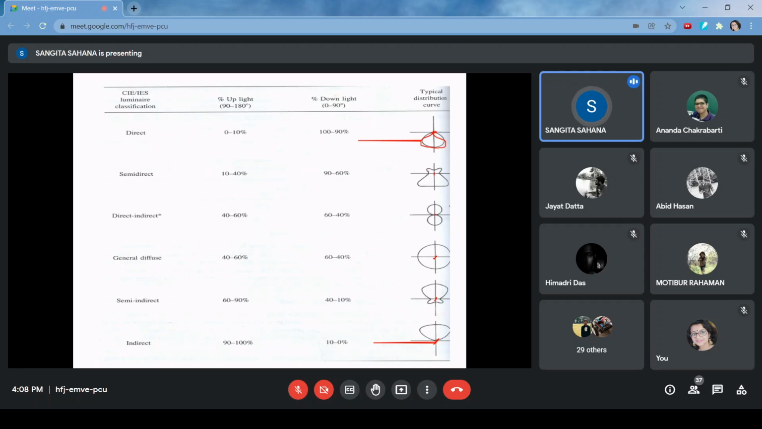For semi-direct, 10 to 40 in the upward, 90 to 60 in the downward. Direct indirect is almost 50-50. General diffuse is the same; general diffuse means the light will be distributed uniformly in the entire space. Semi-indirect is just opposite to the semi-direct, 10 to 40 in the downward, 60 to 90 in the upward. Indirect is 90 to 100 in the upward direction.